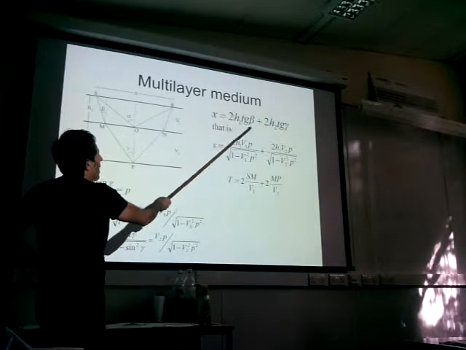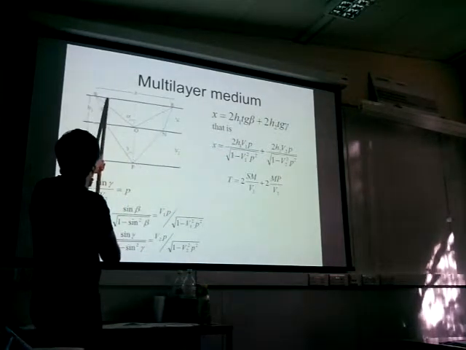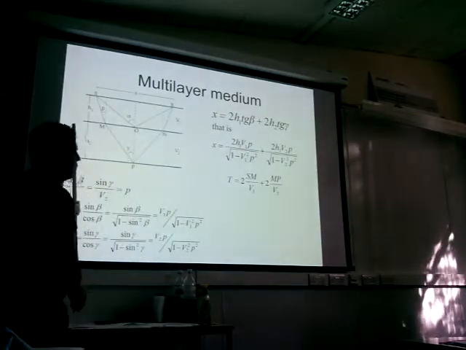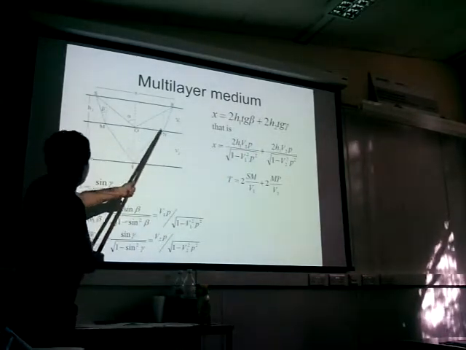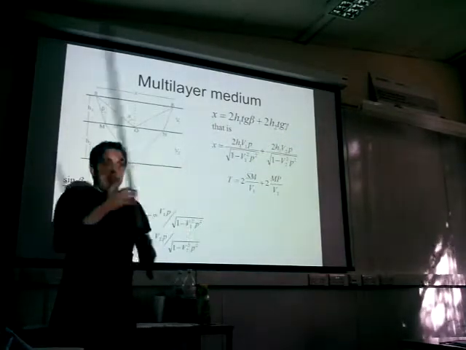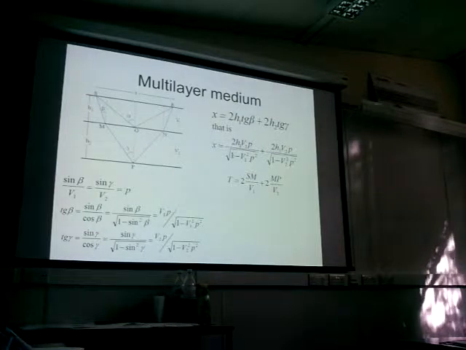Twice h1 tangent of beta for that piece and that piece, and twice h2 tangent of gamma for that piece and that piece. So now I rewrote the distance between source and receiver as a function of the path done by the ray tracing. Done.